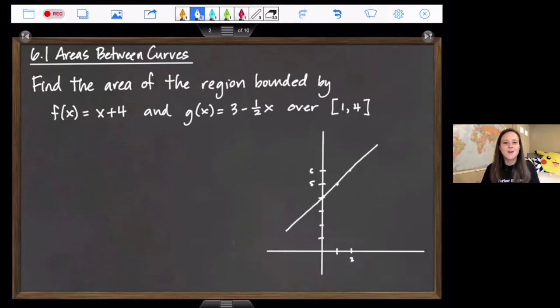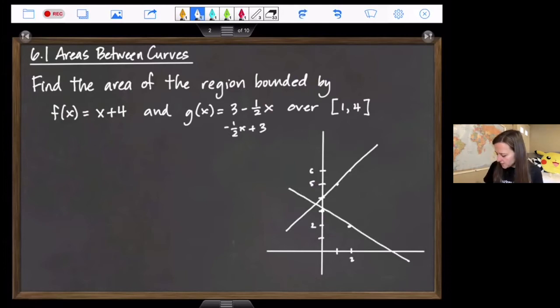And then let's graph g of x equals 3 minus a half x. If it's easier to think of that as negative 1/2 x plus 3, that's a line with a y-intercept of 3 and a slope of negative 1/2. So we're going to start off at y equals 3 for my y-intercept. And then I'm going to go down 1 and to the right 2. So down 1 and to the right 2. That's going to put me over here at 2, 2. And then we'll just draw the line.